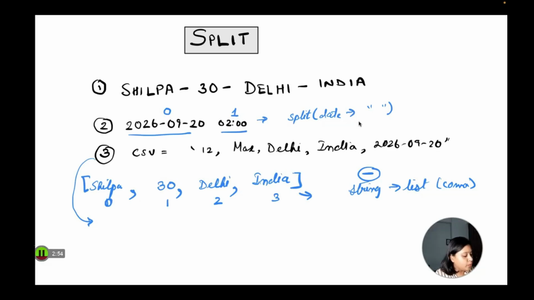So how will you do it? Just use the split here. You have your CSV dot split, and you want to split it by comma. So you will get every element separately, in list format, so that you can extract it. We will see the extraction part in a later stage, but let's understand split and do the practicals for this.